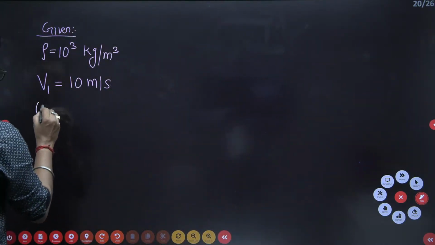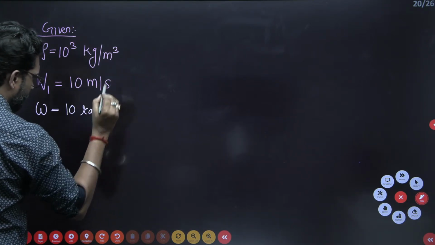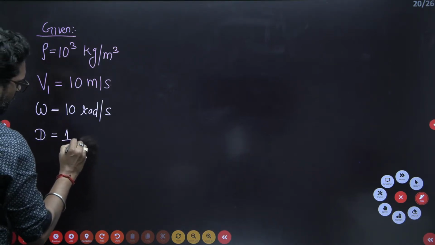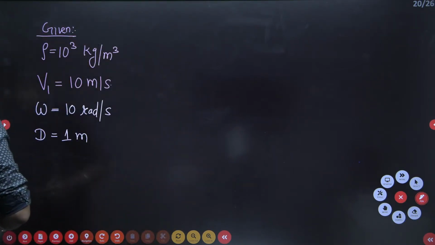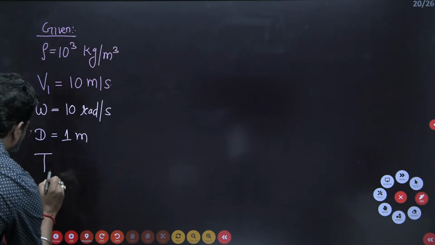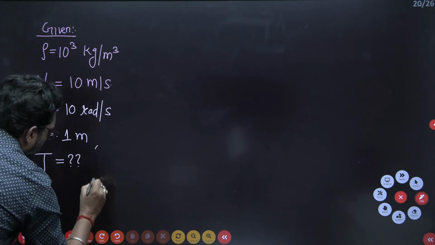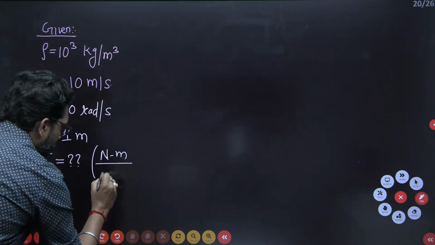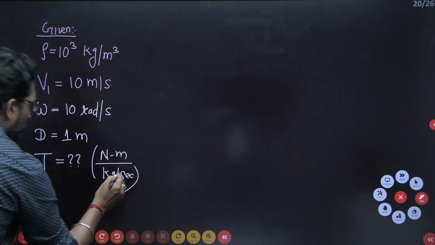So omega is given, 10 radian per second. Diameter of the wheel is given, mean diameter obviously. Why? Because the bucket height is higher, so we have to take a mean diameter. So we have to find the exit torque. Torque exerted, we have to find in Newton meter per mass flow rate, that means kg per second.